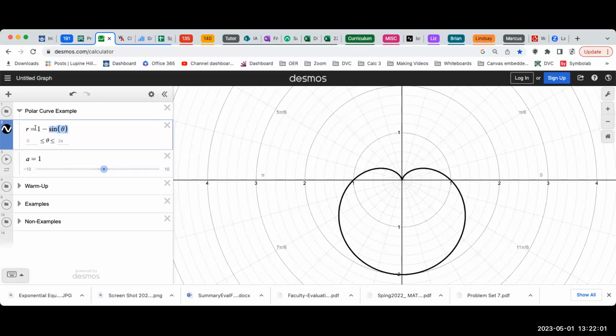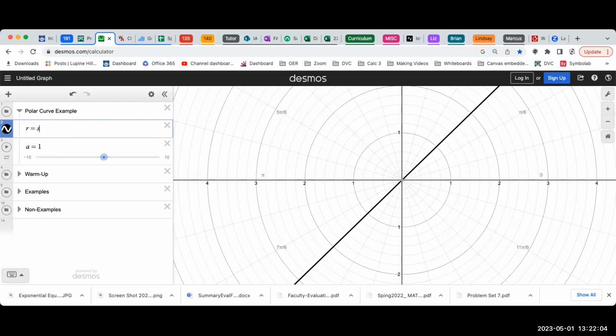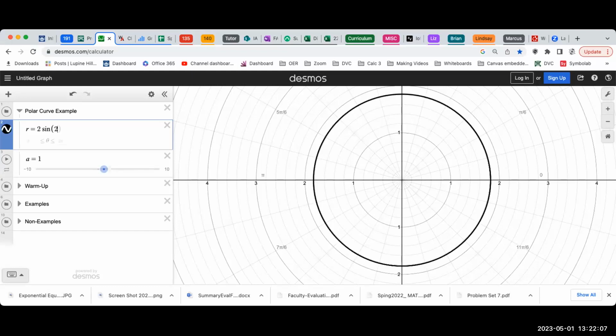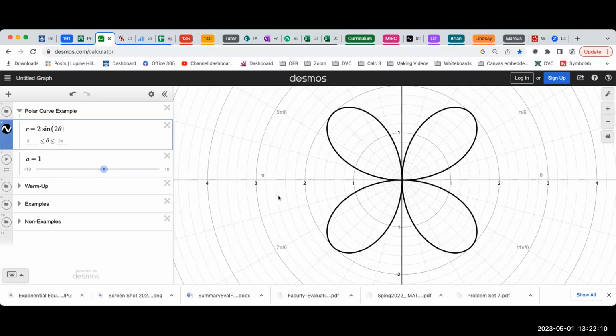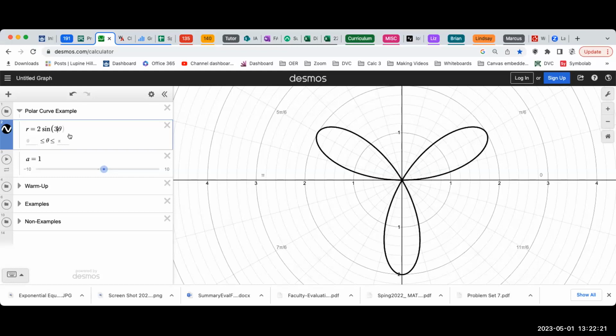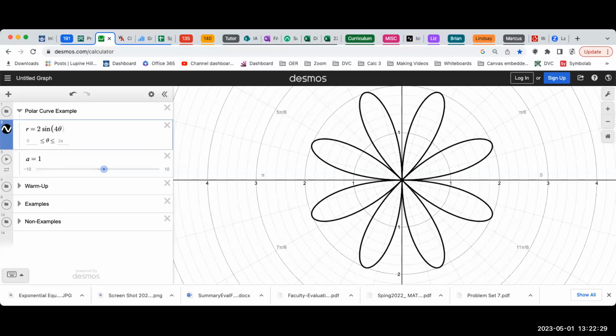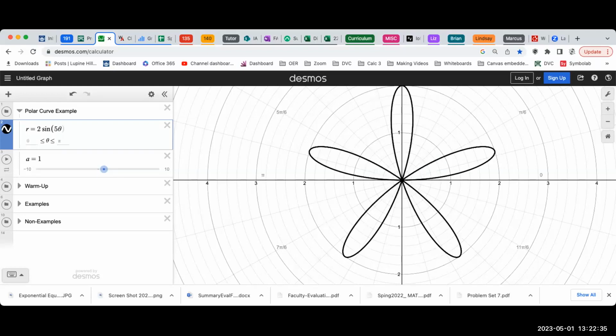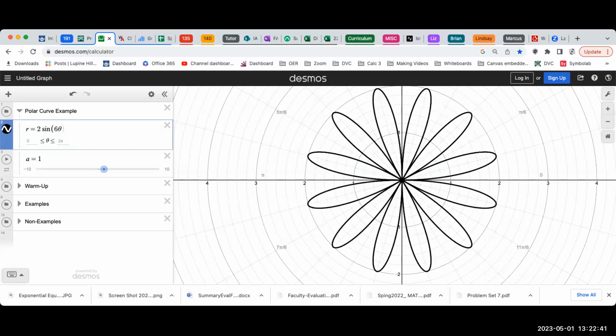All right. The second one that you guys are working on is 2 sine 2 theta. It's a four leaf loop. Let's see if I change that 2 inside sine with a 3. Beautiful. Let's change it to a 4. What do you think? How many loops? What if I change it to a 5? 6? 7?